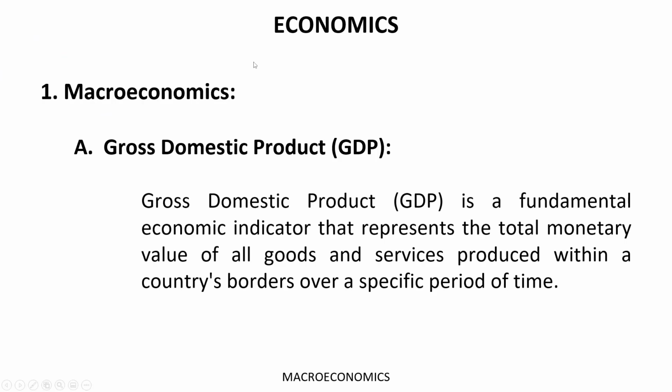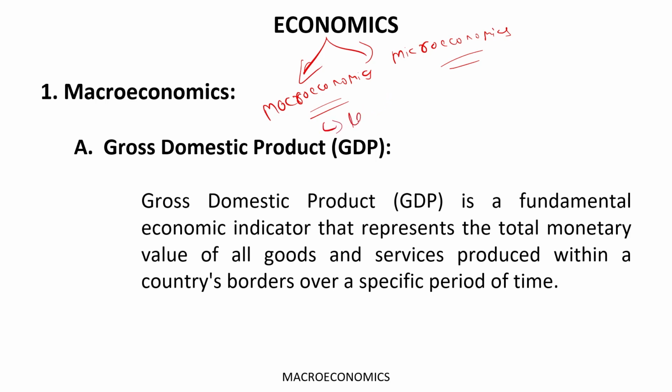When we go for economics, basically economics is divided into two parts. First is macroeconomics. Second is microeconomics. So broadly, economics is divided into two parts, macro and micro. Macro stands for the large scale economy, whereas micro stands for the small scale economy.